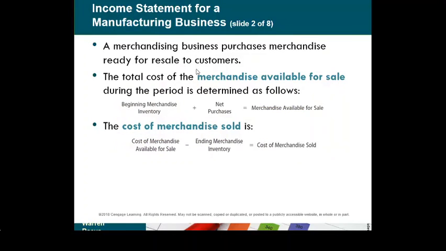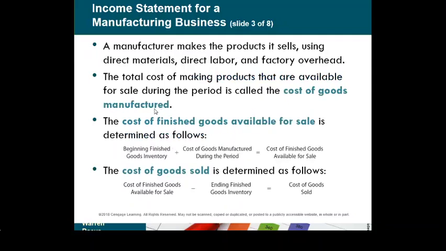So this is the equation to get merchandise available for sale, and this is the equation to get cost of merchandise sold. You will need to understand these equations and try to do the calculation. I will make sure that the tutorial questions cover these equations. Then there are another two equations to determine the cost of finished goods available for sale and the cost of goods sold.